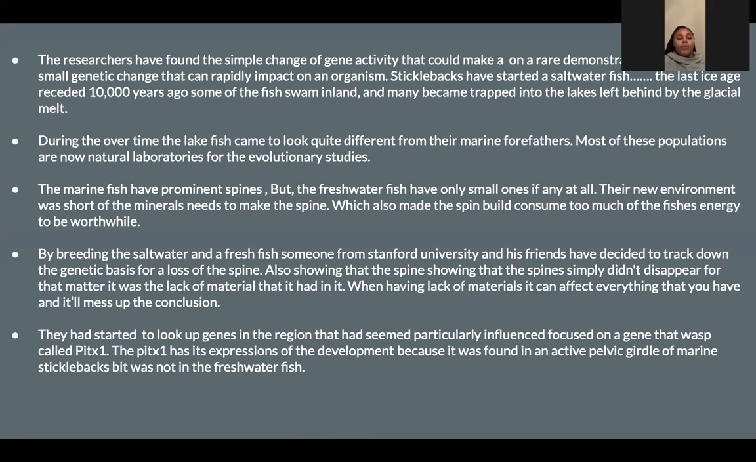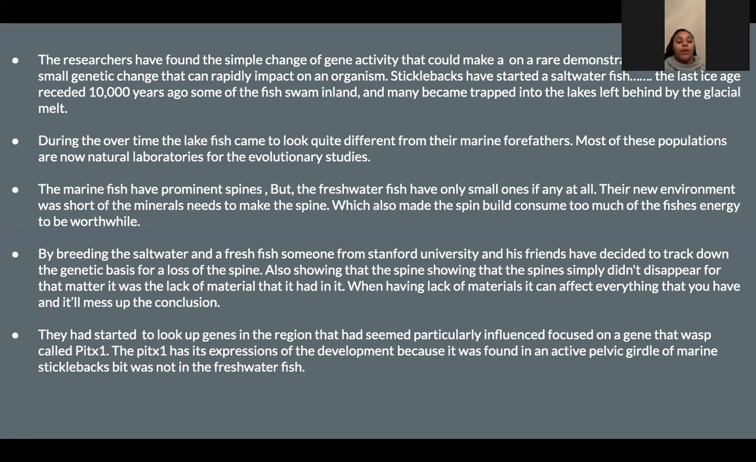The marine fish have protein spines. Some of them have different spines. They're not all the same. Their new environment was short of the minerals needed to make the spine. It consumed too much of the fish's energy to be worthwhile.